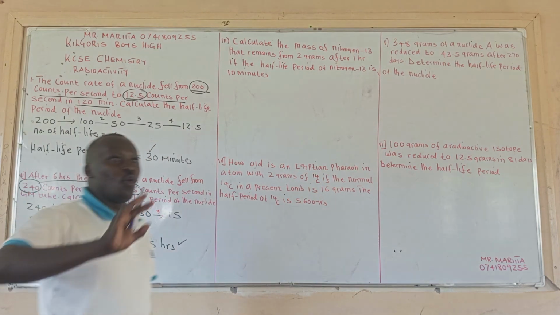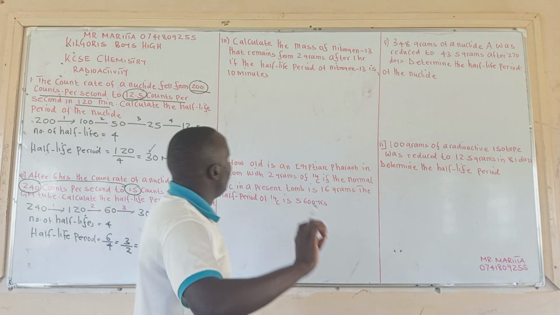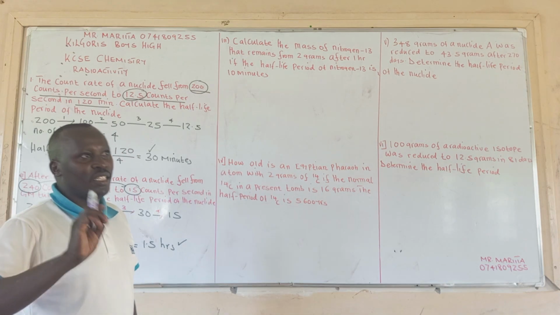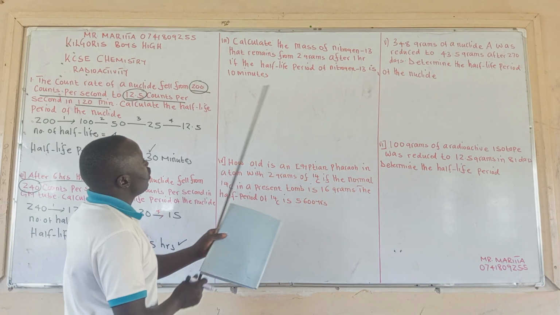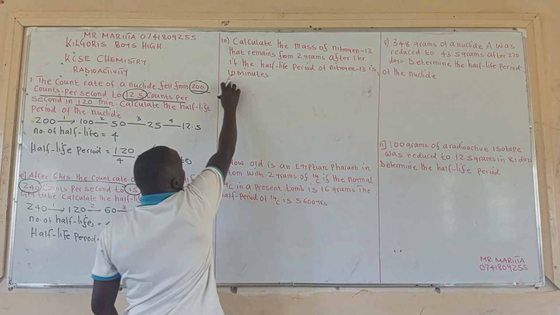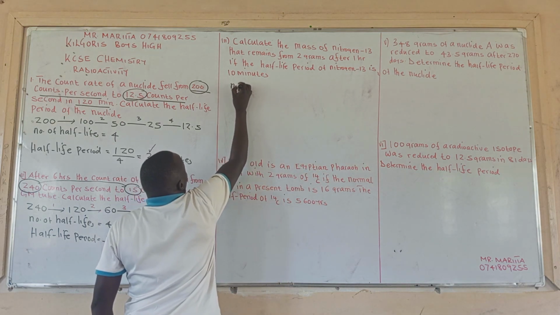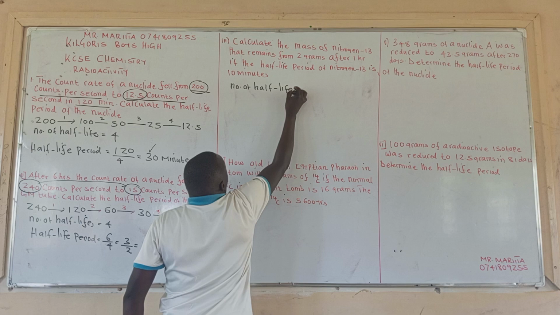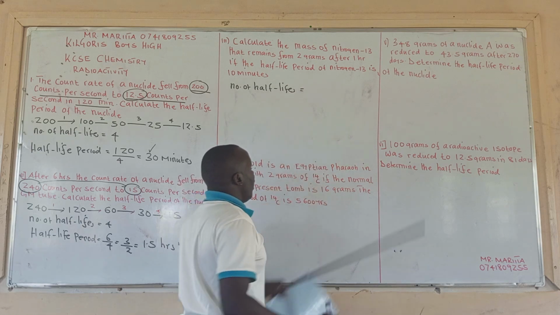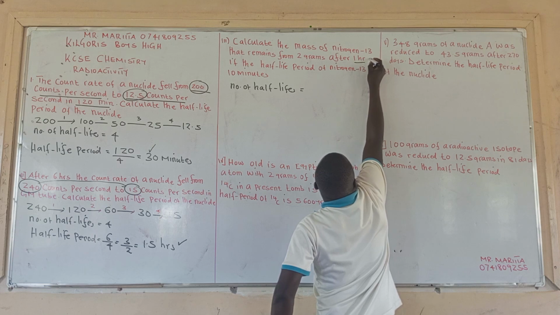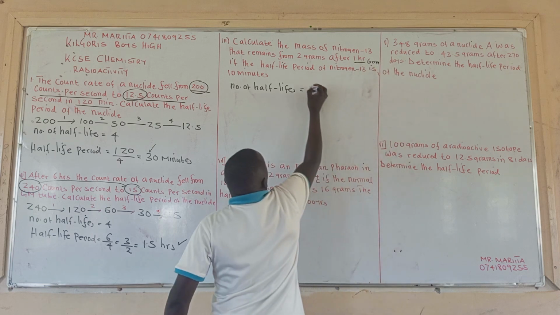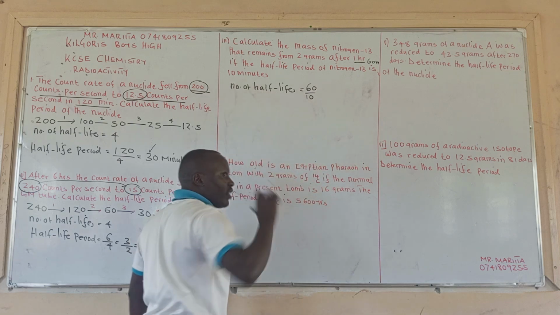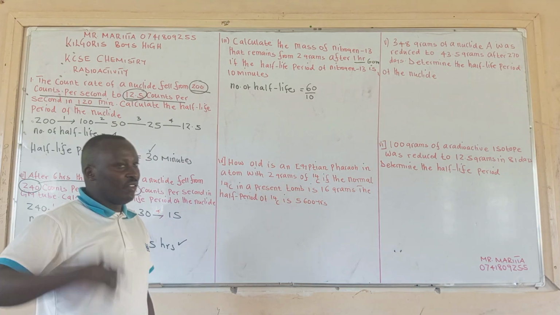So in this case, we have been given the half-life period, which is 10 minutes. The time is 1 hour, and the half-life period is just 10 minutes. So here we can easily get the number of half-lives. 1 hour is the same as 60 minutes. You take 60 minutes and divide it by 10, because the half-life period is the decay after every 10 minutes.